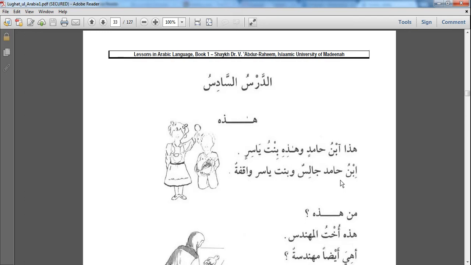ابن حامد جالس وبنت ياسر واقفة. Hamid's son is sitting and Yasir's daughter is standing.